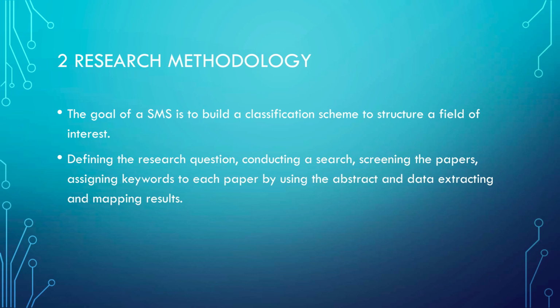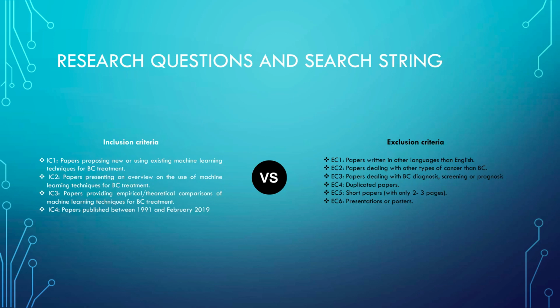So our paper process can be summed up in 5 steps: defining the research question, conducting a search, screening the papers, assigning keywords to each paper by using the abstract and data extracting, and of course mapping results. So, to get the relevant papers, we defined research questions and a search string, and the aim of the paper is to establish a broad idea of the published studies on the use of data mining techniques to deal with breast cancer treatment.